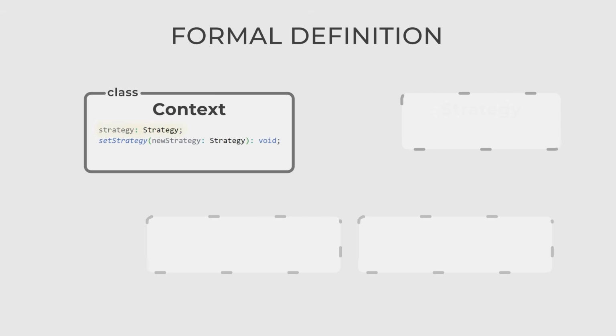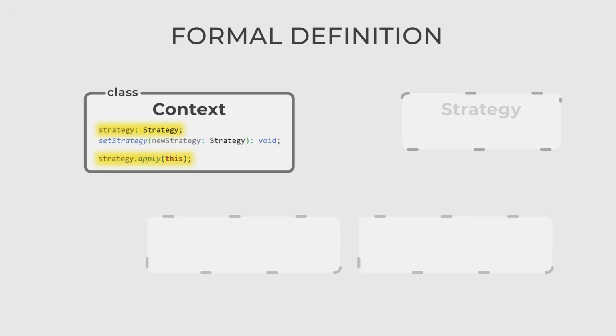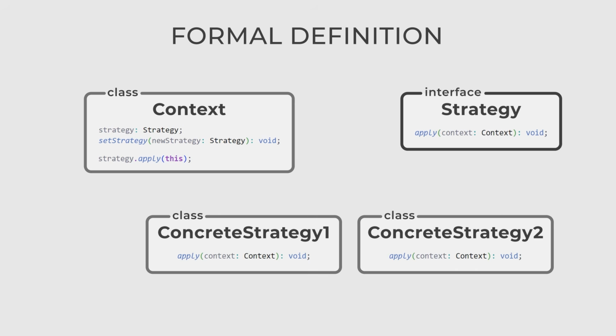The first one is context, a class that maintains a reference to the strategy object and delegates the algorithm's execution to it. The second is strategy, which defines a common interface for all specific strategies. It declares a method for an algorithm. The third one, concrete strategy, is a class that implements the strategy interface, providing a concrete algorithm implementation.